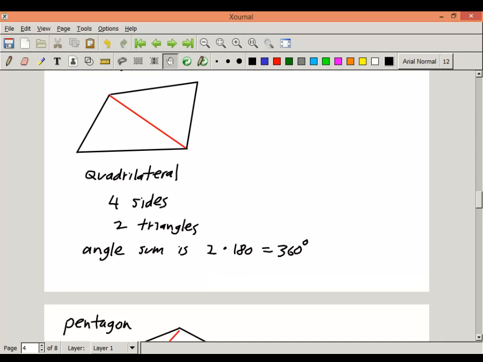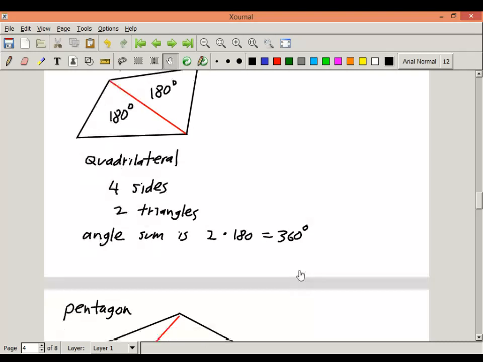So 2 times 180 is 360. So this triangle would have a sum of 180 degrees, and so would this one. So you just count how many triangles you can make out of that polygon and multiply that by 180, and that'll be what those interior angles add up to. It's called the interior angle sum. So as we go through these examples, see if you see a pattern.